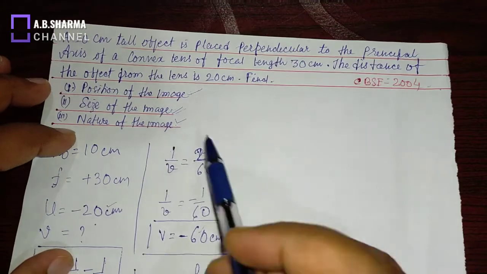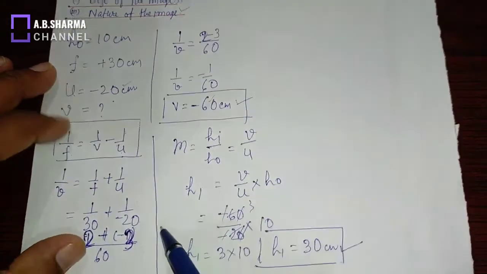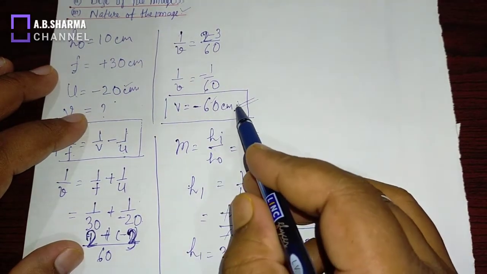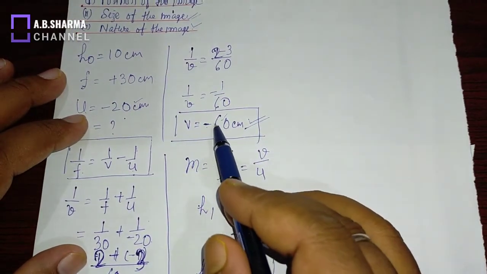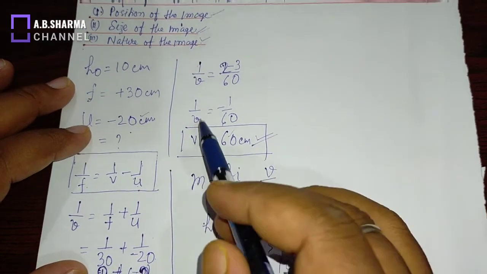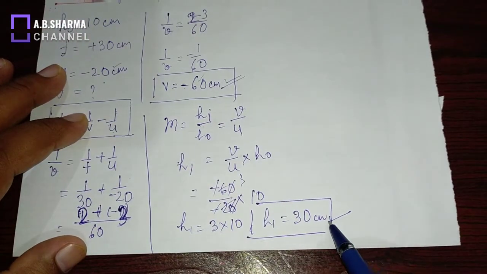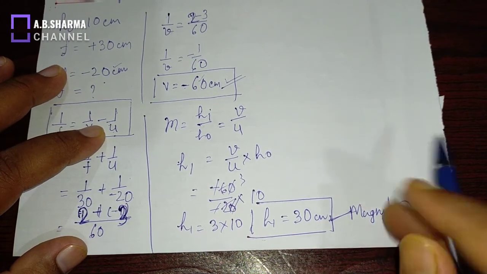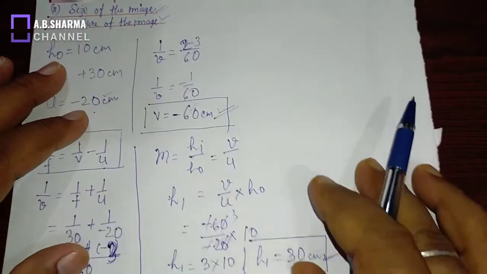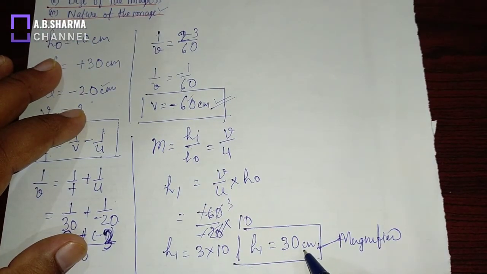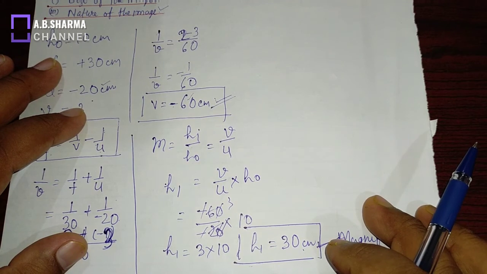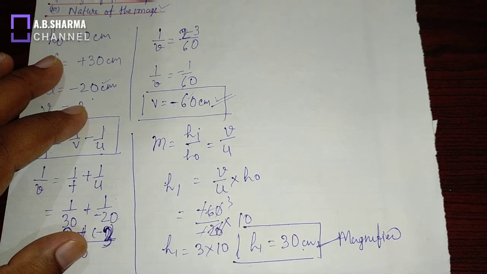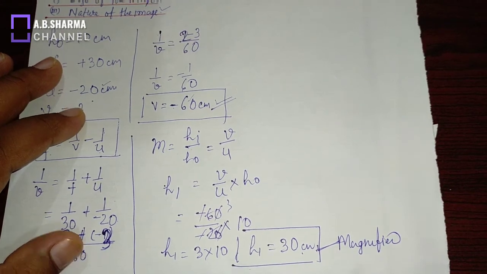Now what was the demand of the question? Position of image we have calculated, that is 60 centimeter, same side, negative sign, so that is the same side of the object. Size of the image is 30 centimeter, that is, magnified image will be formed. Nature of the image: v is minus 60. So what will be the nature of image? Negative sign so that image will be virtual and erect.